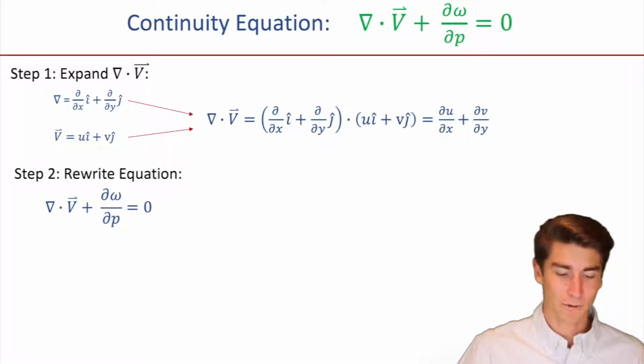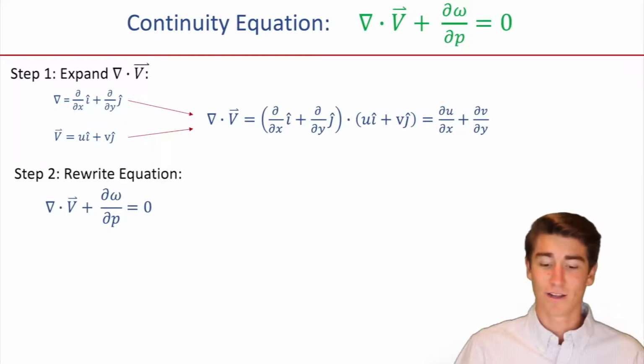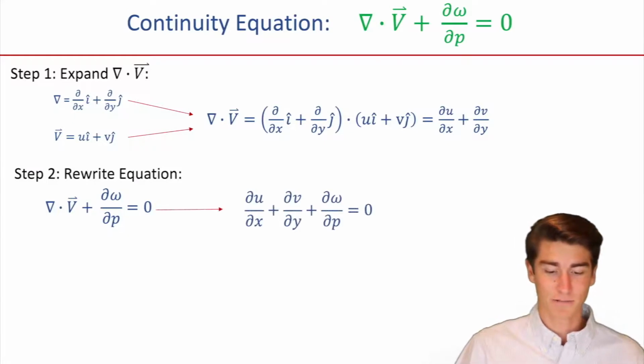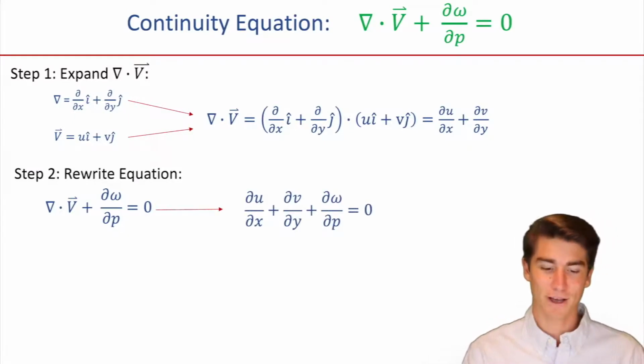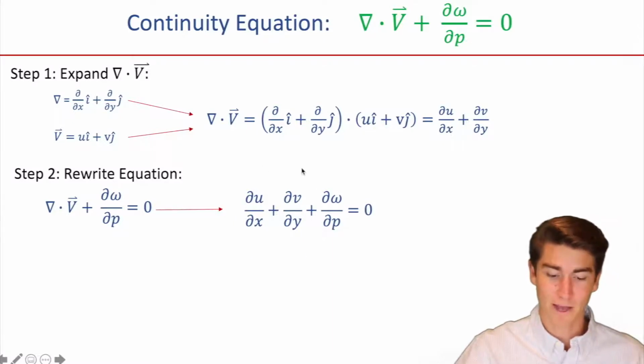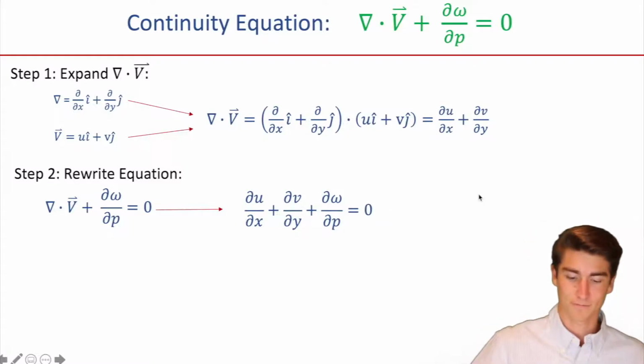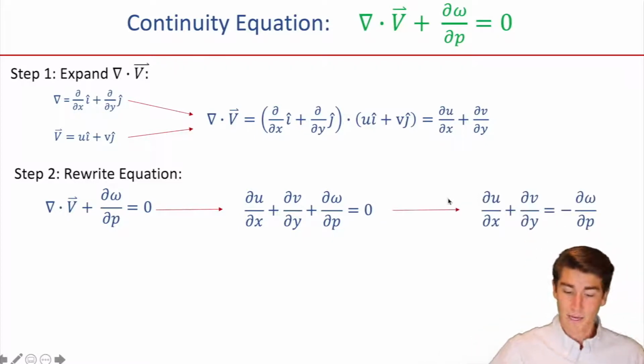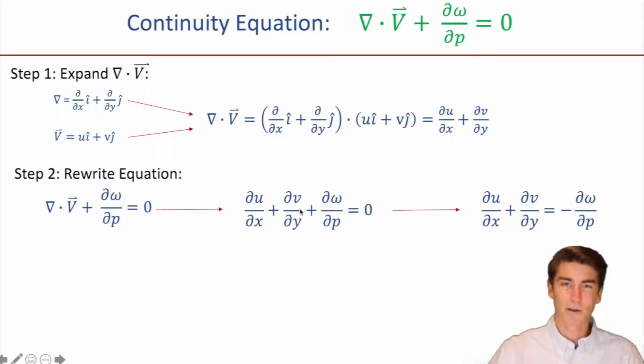Now we're going to rewrite the equation. There's our original equation. We take this expanded version and plug it in for that del dot v. So we now have du dx plus dv dy plus d omega dp equals 0. Then think about what these represent. du dx, that's east-west. dv dy, that's north-south. So those are both on the same plane. d omega dp, that's dealing with the vertical.